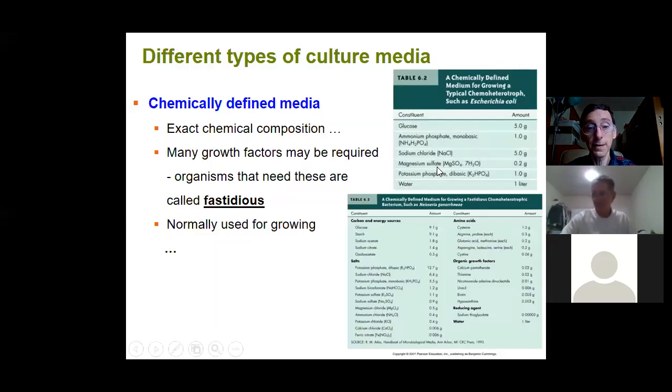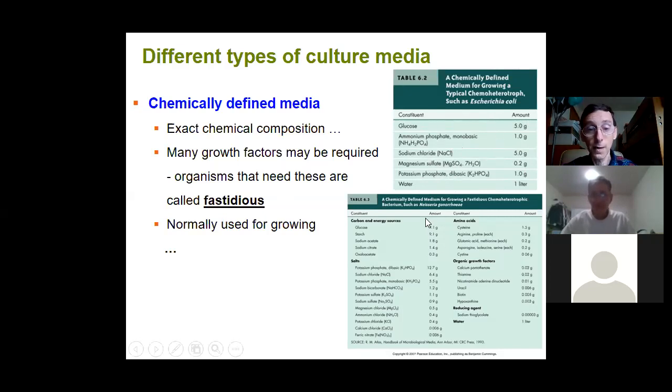Let's blow that up so you can see that. In a chemically defined media, we know the exact chemical composition of what's in the media. Everything in the media we add, like this very simple media based on glucose, and it has ammonium phosphate added, sodium chloride, magnesium sulfate, potassium phosphate, and then water. If we use distilled water, we're not getting trace elements, and those are the only molecules in this media.